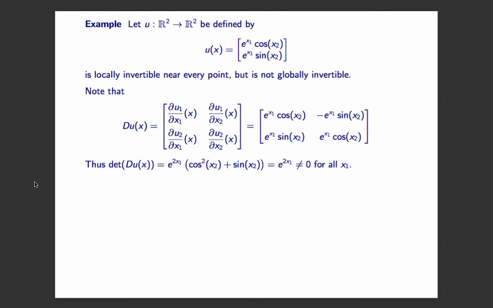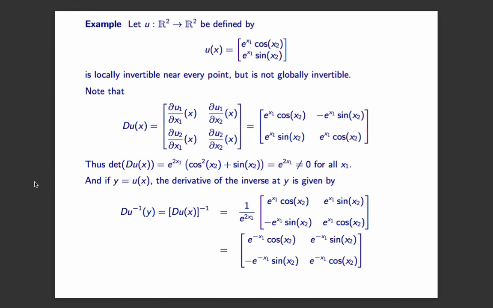So note that the derivative of u is a matrix with two rows. Each row is the transpose of the gradient of the corresponding entry of u. So the first row is the transpose of the gradient of u1. The second row is the transpose of the gradient of u2. And I get that matrix on the right. The determinant of this matrix is equal to e to the 2x1. And that's never 0, no matter what x1 is. Also, the derivative is continuous. So I've satisfied the conditions of the inverse function theorem. So I'm guaranteed that everywhere my function is locally invertible.